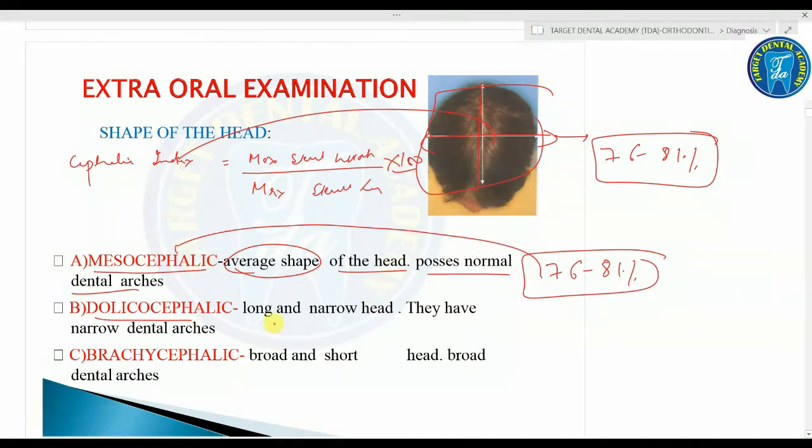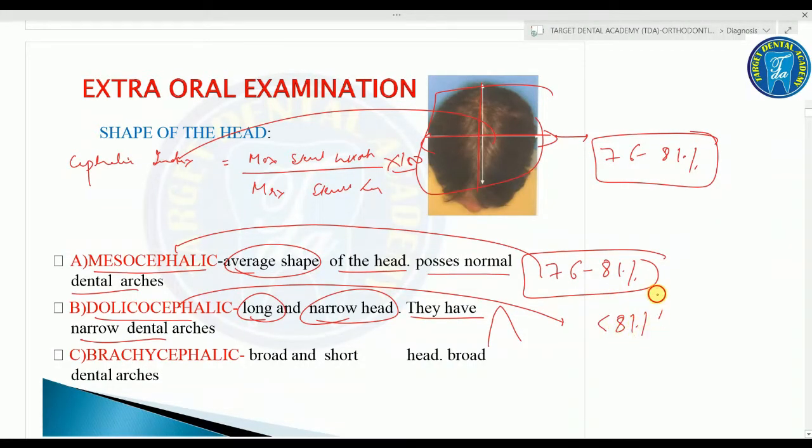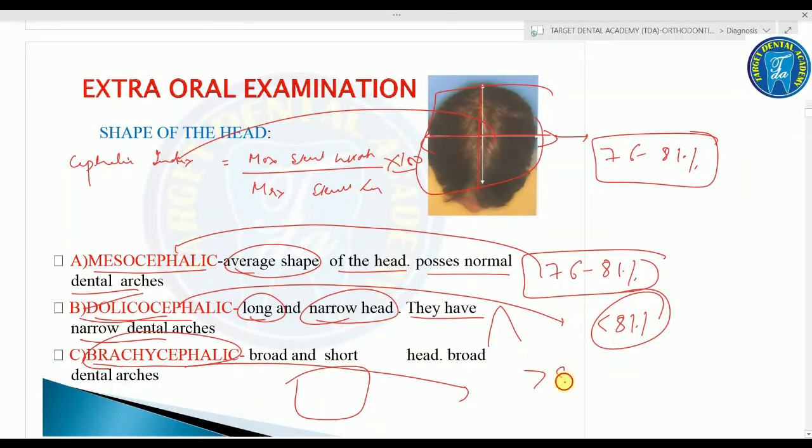Dolichocephalic means a long and narrow head. They have narrow or V-shaped dental arches. Dolichocephalic is when the cephalic index is less than 76%. Then you can say the patient has a dolichocephalic head. Next is the brachycephalic, which means a broad and short head. When the patient has more than 81% ratio, you can say the patient has a brachycephalic head.